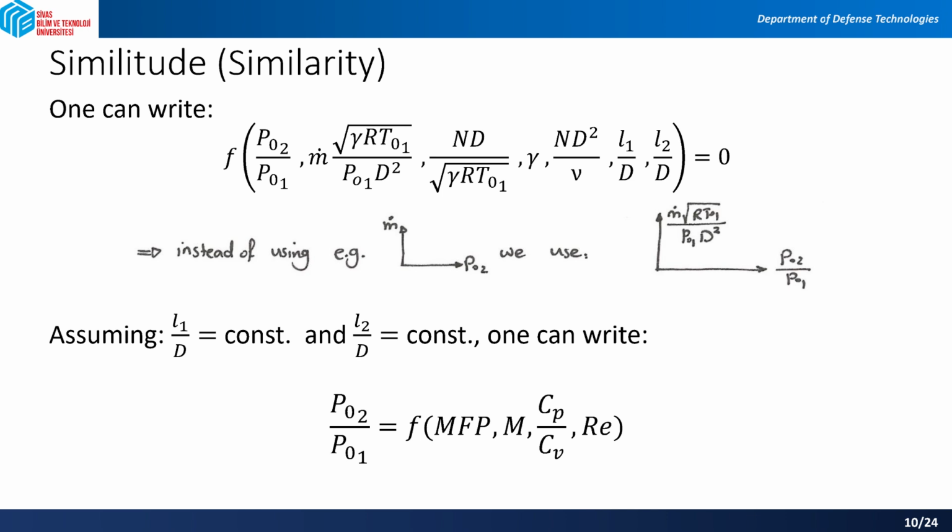Your Mach number, as we said, was this one related to this one. Your Cp over Cv, which is your gamma, and your Reynolds, and as we said, nd squared over nu is your Reynolds, and these two we assumed are constant, so we took them out. So this is the final thing that we obtained here. So your pressure ratio is only a function of 4 things.